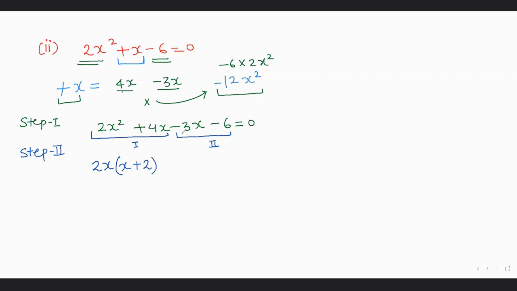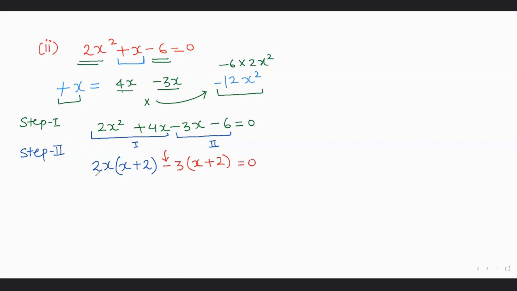All right. Now let's take the common factor in the second part. So now we have minus 3x minus 6. Students, we can take the common factor minus 3, so it will be x plus 2. Why is it plus? Because if you are taking common minus, whatever sign is inside will change. If it is plus, it will change to minus. If it is minus, it will change to plus, if you are taking common minus 3.